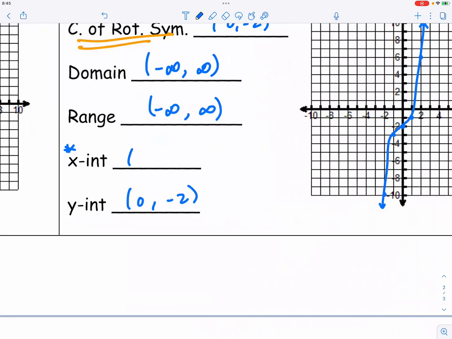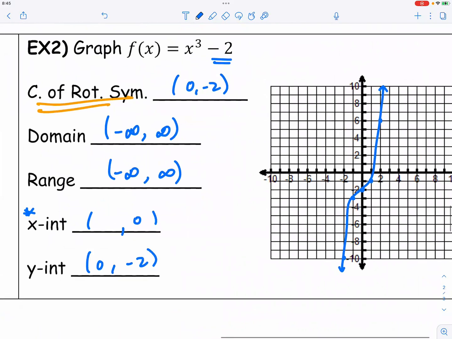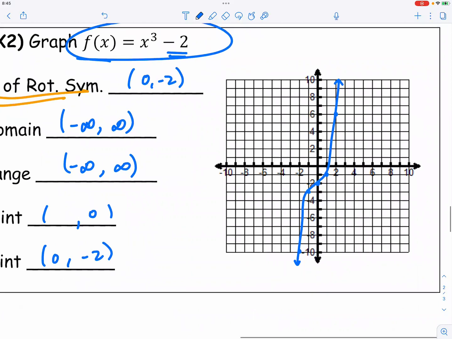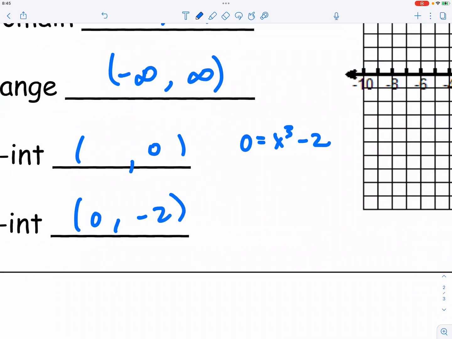Now, let me ask you something. What do we know about x-intercept for sure? Y is always 0, right? So how can we find out the x value? Well, you've got the equation, don't you? This is the equation. So what you would do is that you put y equal to 0. And now, ask yourself, would you know how to find out x by itself? What would you do to get x by itself?